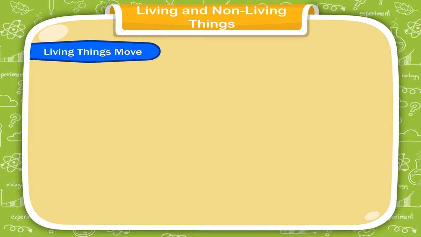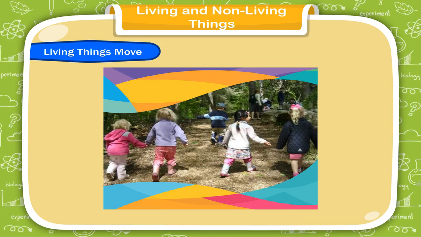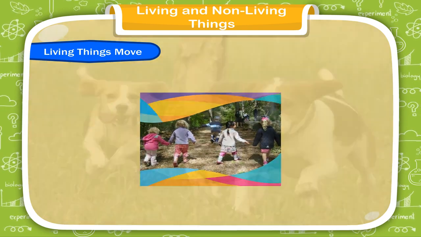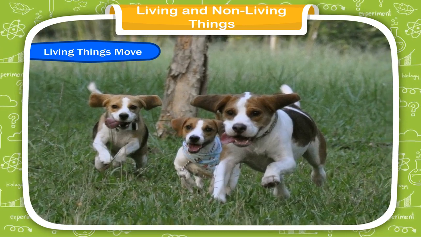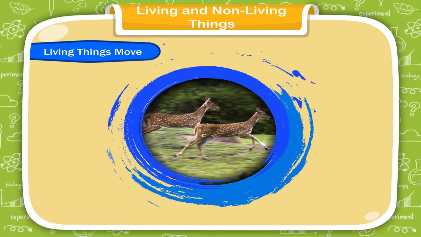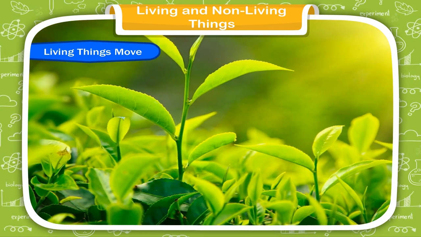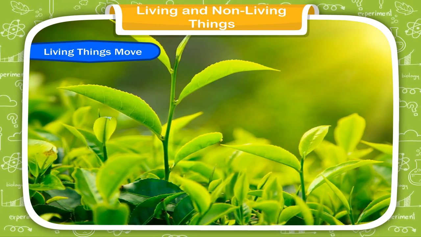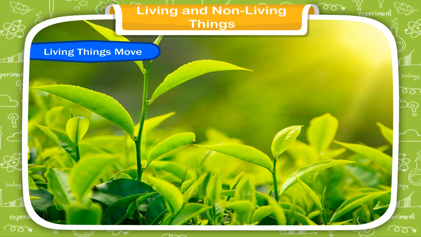Living things move. Most living things move. We walk to different places. A dog walks or runs here and there. A bird flies in the air, and a deer runs very fast in the forest. Plants do not move like us or animals, but you can observe that they can move some parts.